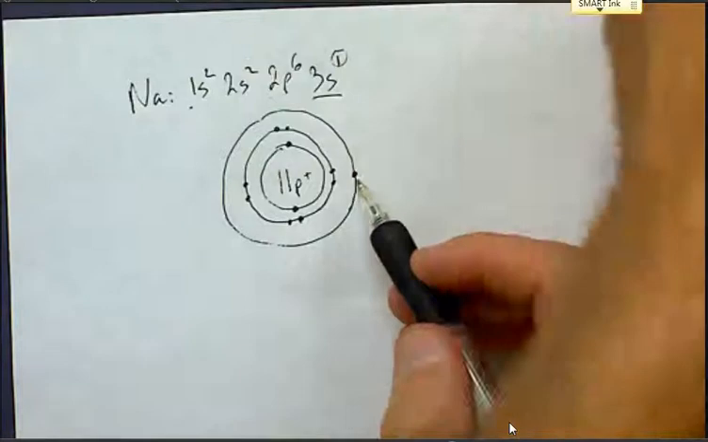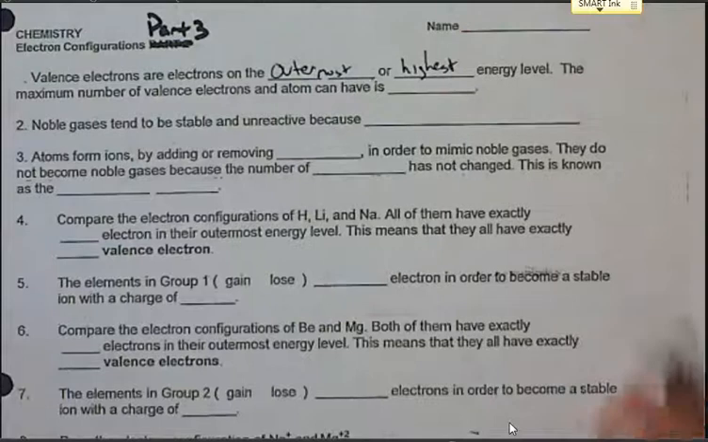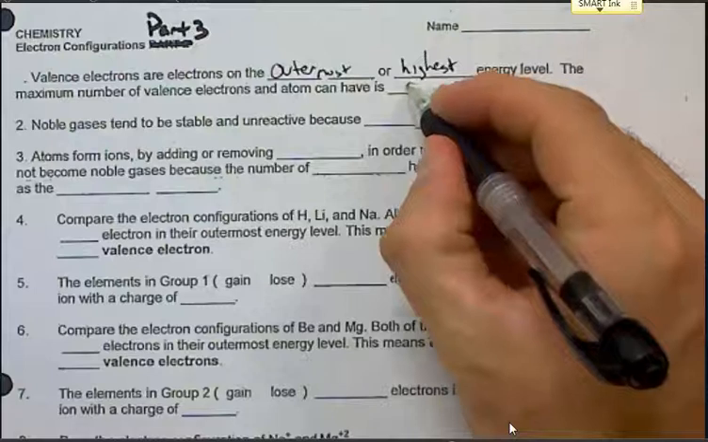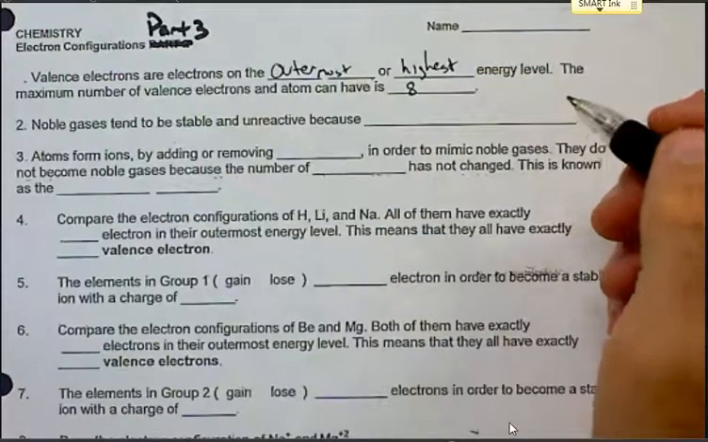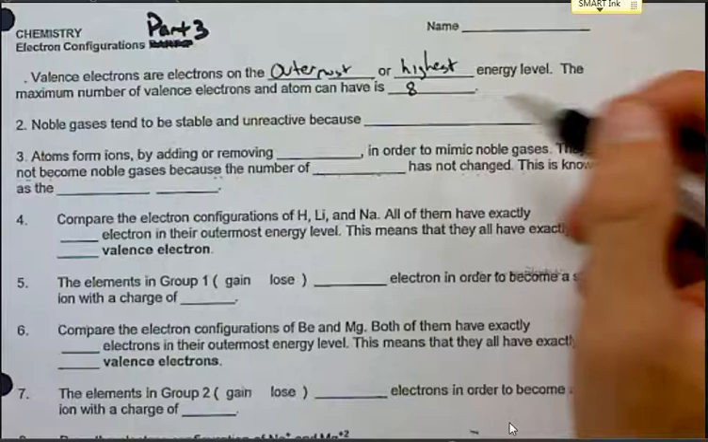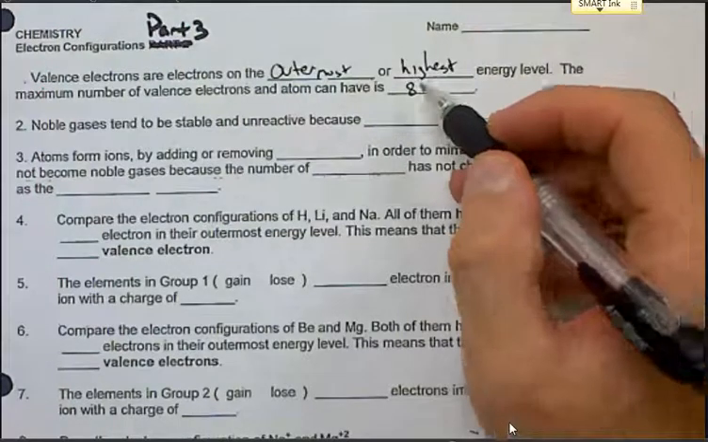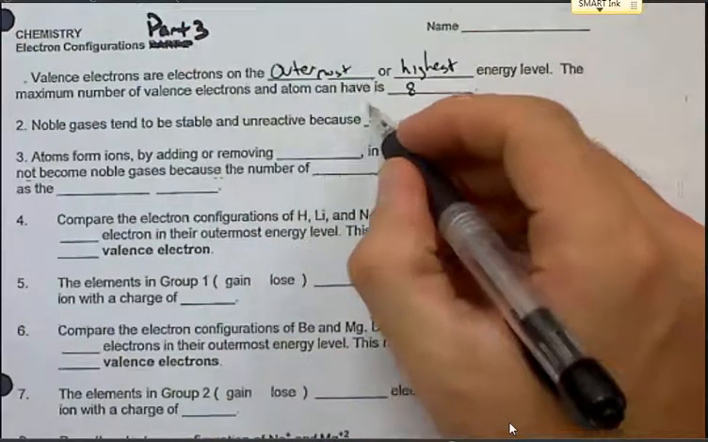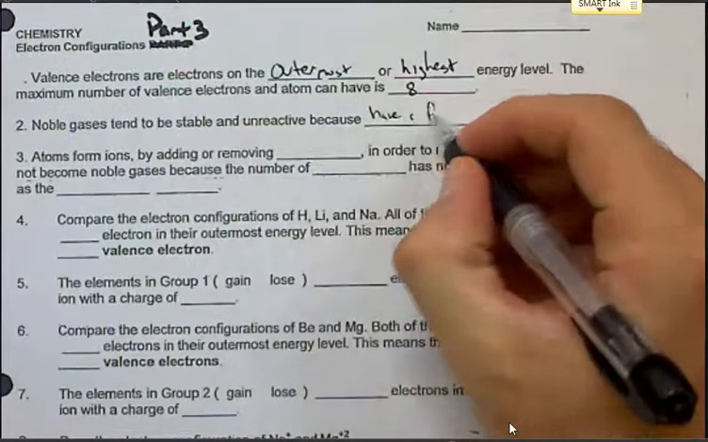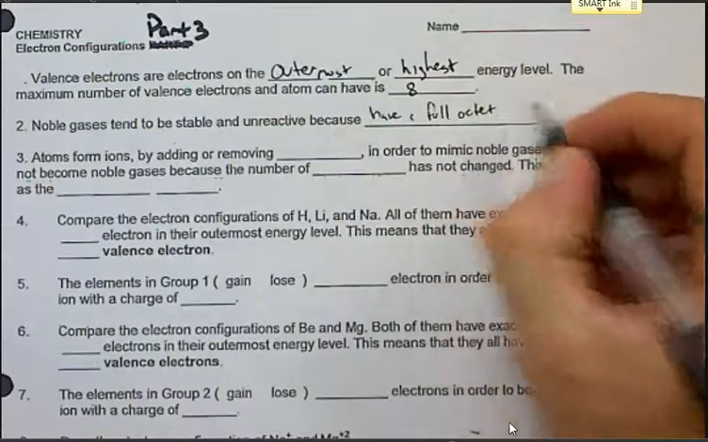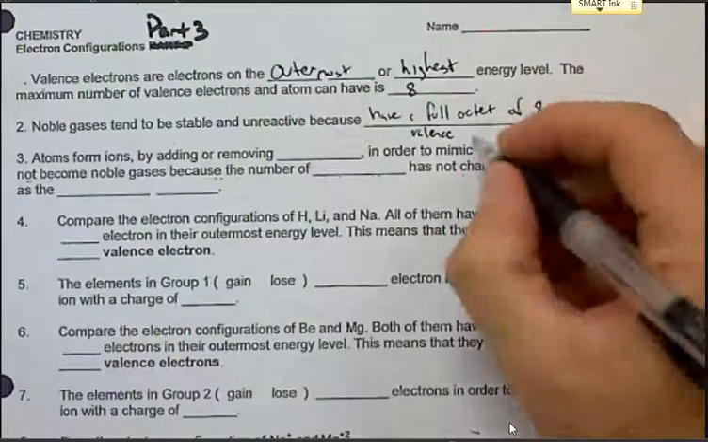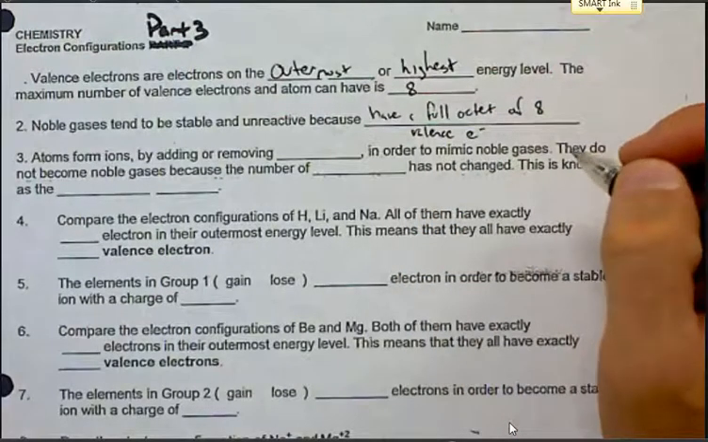Okay, now why is that important? So that is important. We're going to get to that. The maximum number of valence electrons an atom can have is 8. Now we talked about noble gases having a full octet. Well, oct means 8. So here's noble gases again. They tend to be stable and unreactive because they have a full octet of 8 valence electrons. Okay, we'll see how that all works.